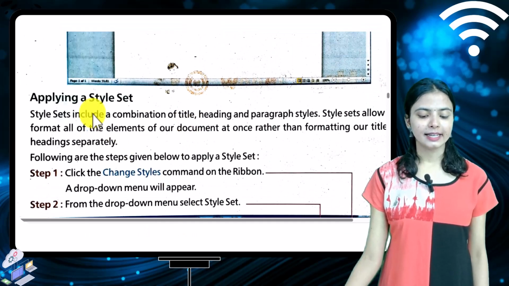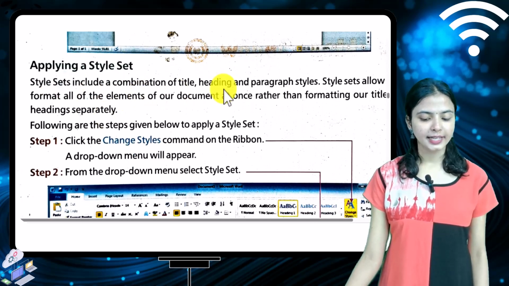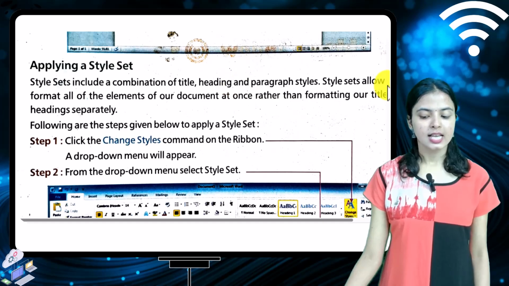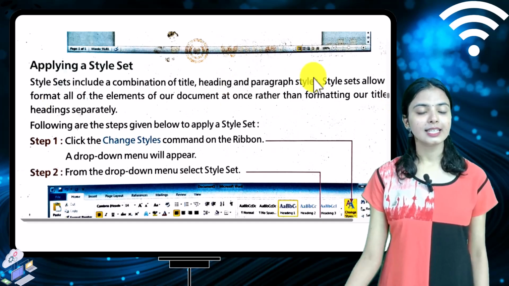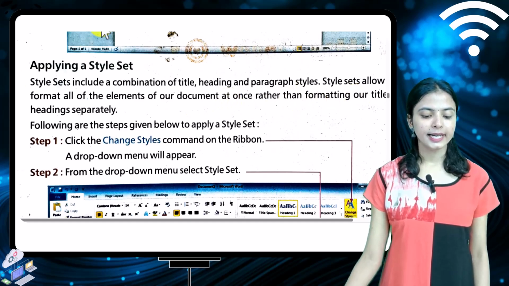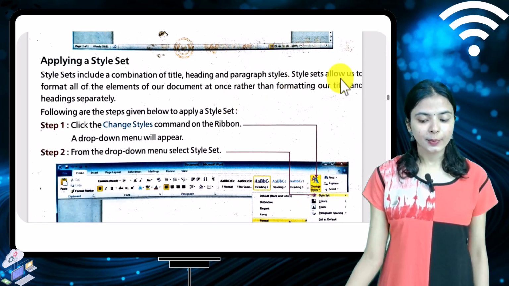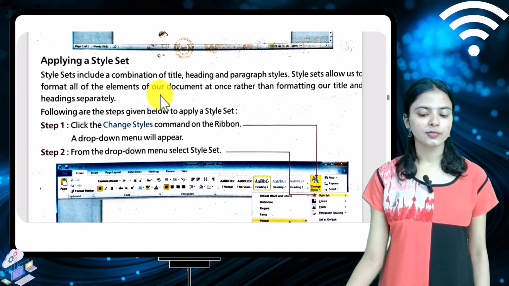Applying a style set. Now we will learn to apply a style set. Style sets include a combination of title, heading, and paragraph styles. Style sets allow us to format all the elements of a document at once rather than formatting our title and heading separately. Okay. So in what way will it help us? So it will allow us to format all the elements of our document at once.